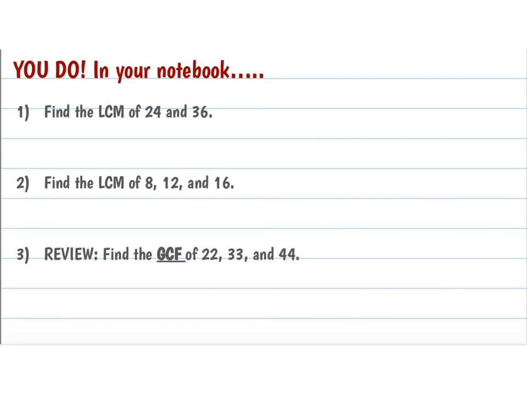So you are going to solve these 3 problems in your notes, adding them onto the bottom. I'm not going to go through these with you, but I am going to be looking for these when I check your notes. And if you don't have them, that tells me that you didn't watch all the way to the end, because otherwise you would know you need to complete these 3. So find the least common multiple of 24 and 36, the least common multiple of 8, 12, and 16, and then we're doing GCF, careful on that one, that you don't do least common multiple, greatest common factor of 22, 33, and 44. And I am expecting to see these problems in your notebook.